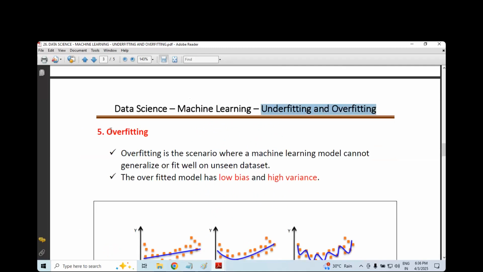Can you tell me what is the general definition for underfitting? During training, good score. During testing, less score. Come on, one more time. What do you mean by overfitting? Let me talk about overfitting. The overfitting definition is: during training, good score; during testing, less score. This is the general definition.